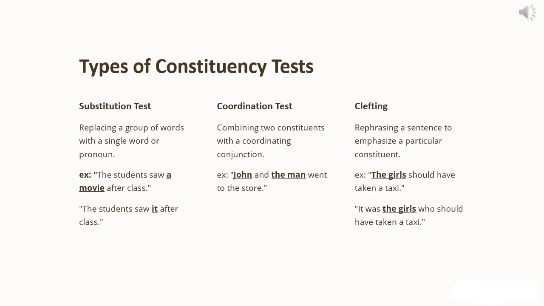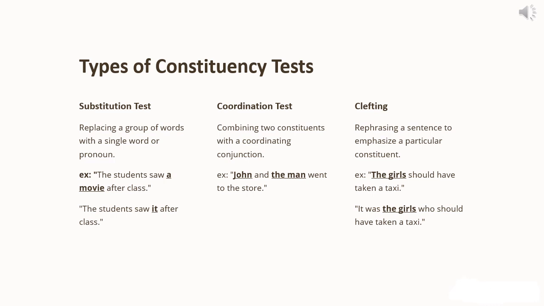So we substituted a movie here with a pronoun. We can also take the students as a constituent and say they saw a movie after class. It's not wrong. The second type of constituency test is the coordination test.